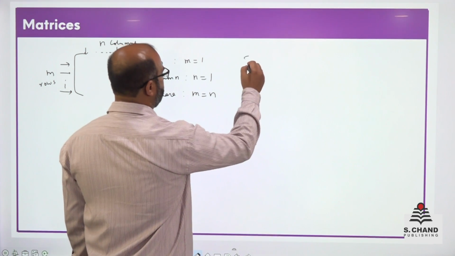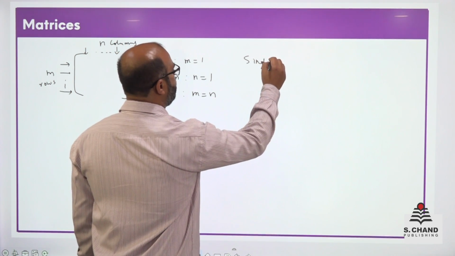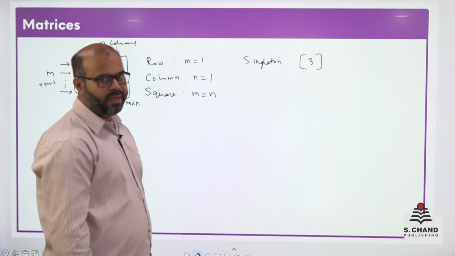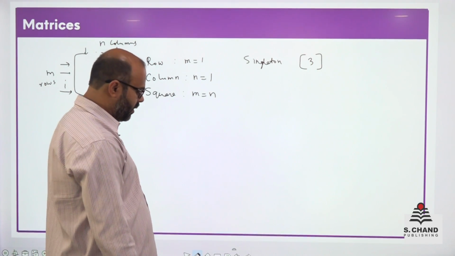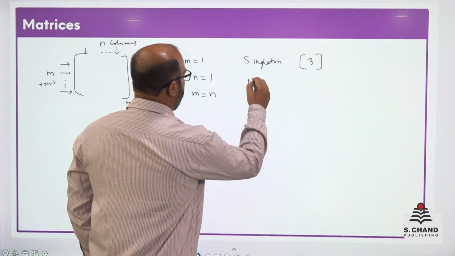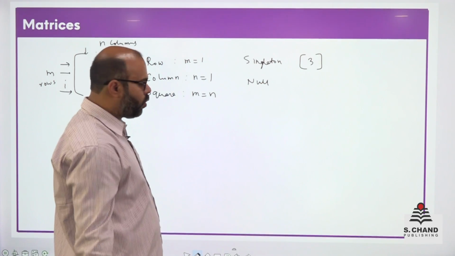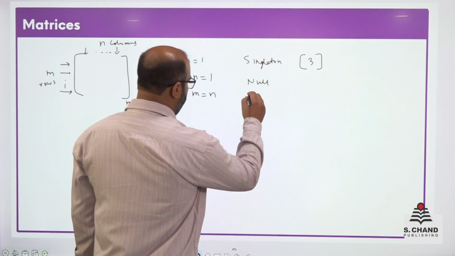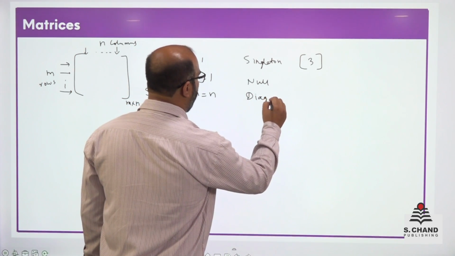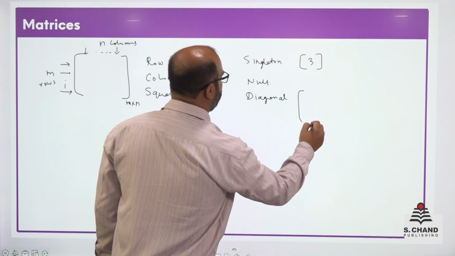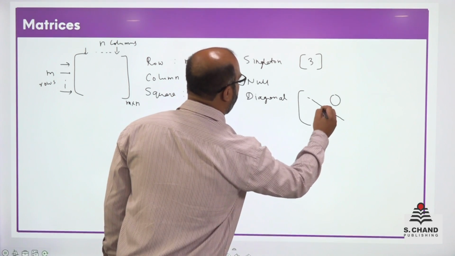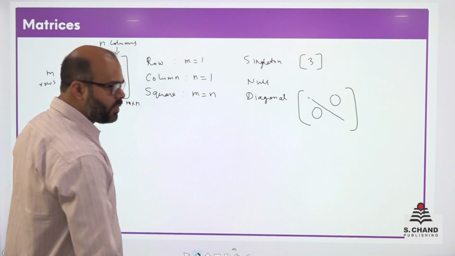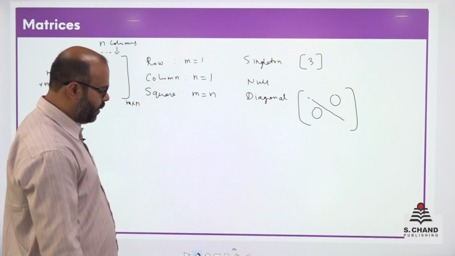Singleton matrix, that is, only one element is there, like root 3, which is an element of the matrix. Null matrix, all the elements are 0, whatever be its order. We call it a 0 matrix also. Diagonal matrix, a matrix whose non-diagonal elements are 0. So these are the diagonal elements and the non-diagonal elements are all 0. And it is a square matrix, it is a type of square matrix.